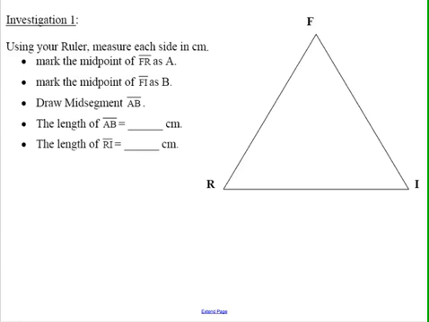You have a piece of paper in front of you where you're going to do an investigation. It says using a ruler, measure each side in centimeters. So you'll measure this side in centimeters and this side in centimeters. You'll mark the midpoints of the left and the right side and label them A and B respectively. You'll draw the mid-segment, connecting A and B together. And then you'll record the lengths of AB and the length of RI. Take a minute and do this on your own.